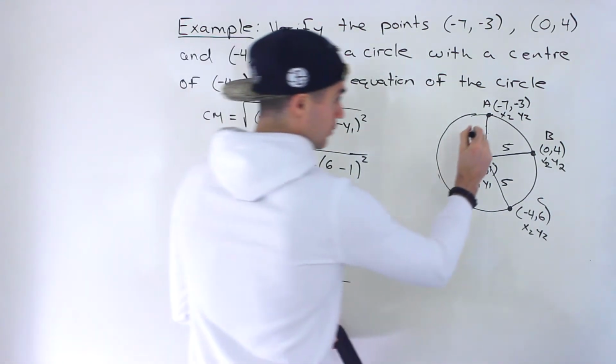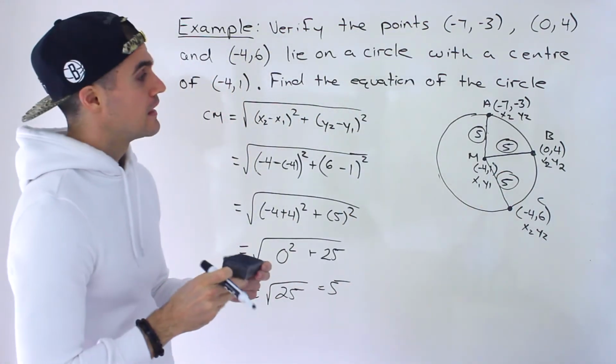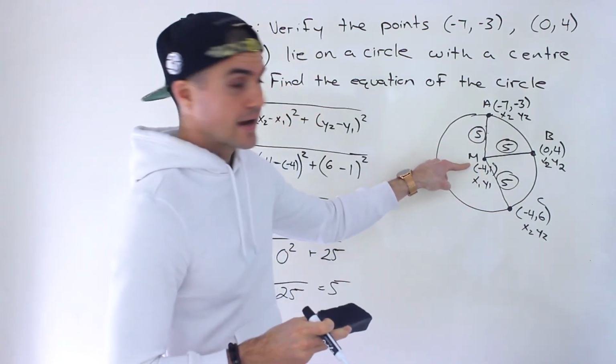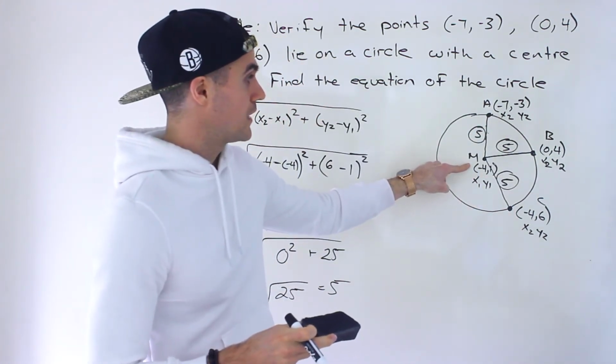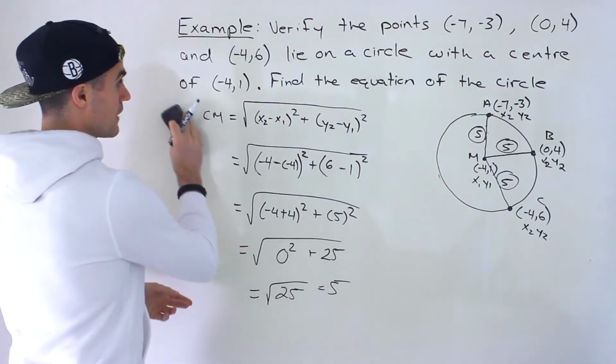And so because all three have that same distance of 5, that's enough to verify that those 3 points lie on the same circle that has a center at negative 4 and 1. That's what you have to do if they ask you to verify. Okay, find those lengths.